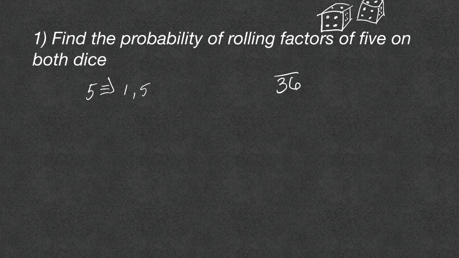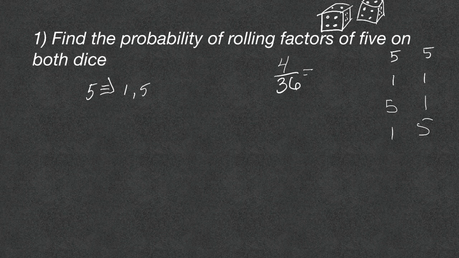And they're asking you to find the probability of rolling factors of 5 on both dice. So a 5 and a 5. What are the chances of you rolling a 5 and a 5? Well, I have to think that a 5 and a 5, or a 1 and a 1, or a 5 and a 1, a 1 and a 5. Those are all the possibilities for factors of 5 on both dice, right? How many of them are there? There are 4 of those possibilities.